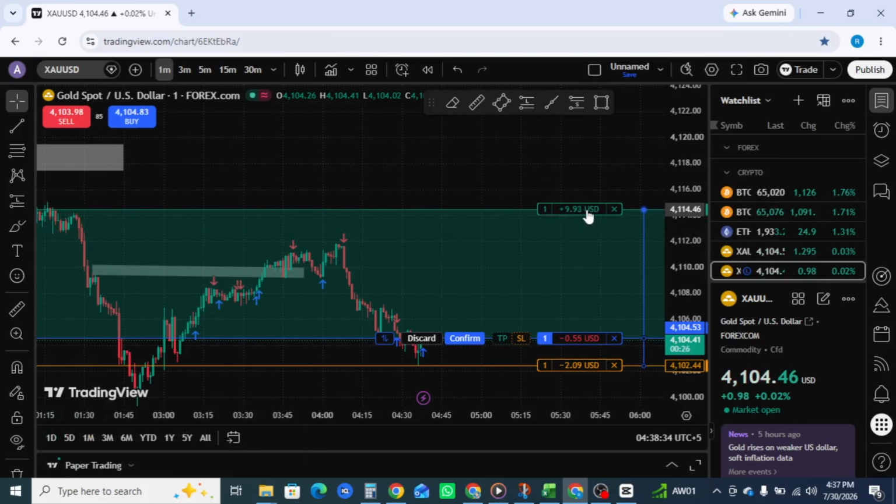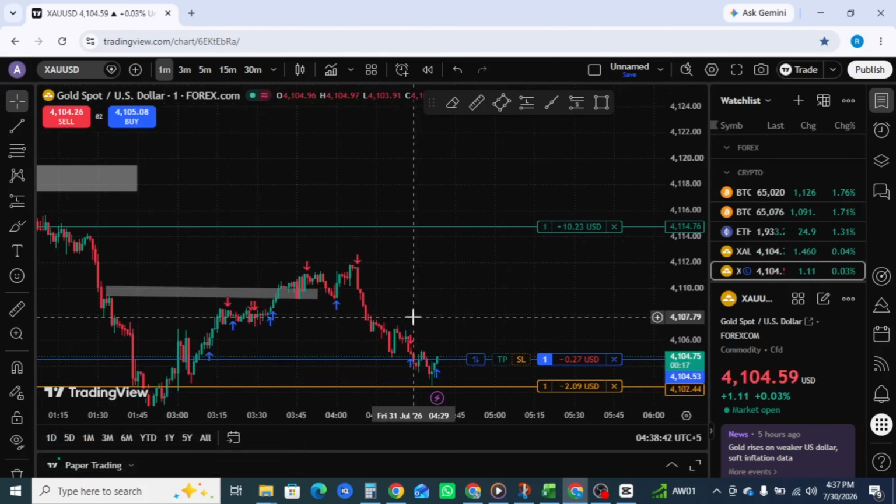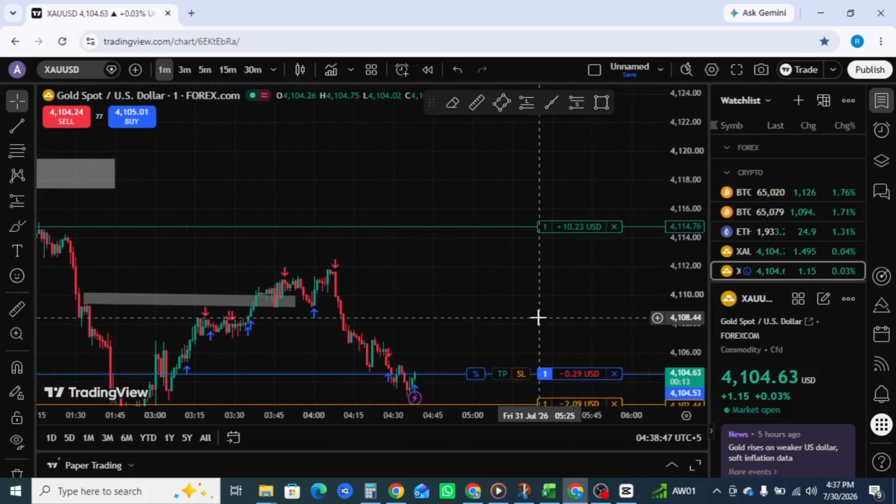Enter the quantity you want to trade, then set your stop loss and take profit levels to manage your risk. Carefully review your order details before confirming the trade. Once your order is executed, you can monitor your trade in the Positions tab.